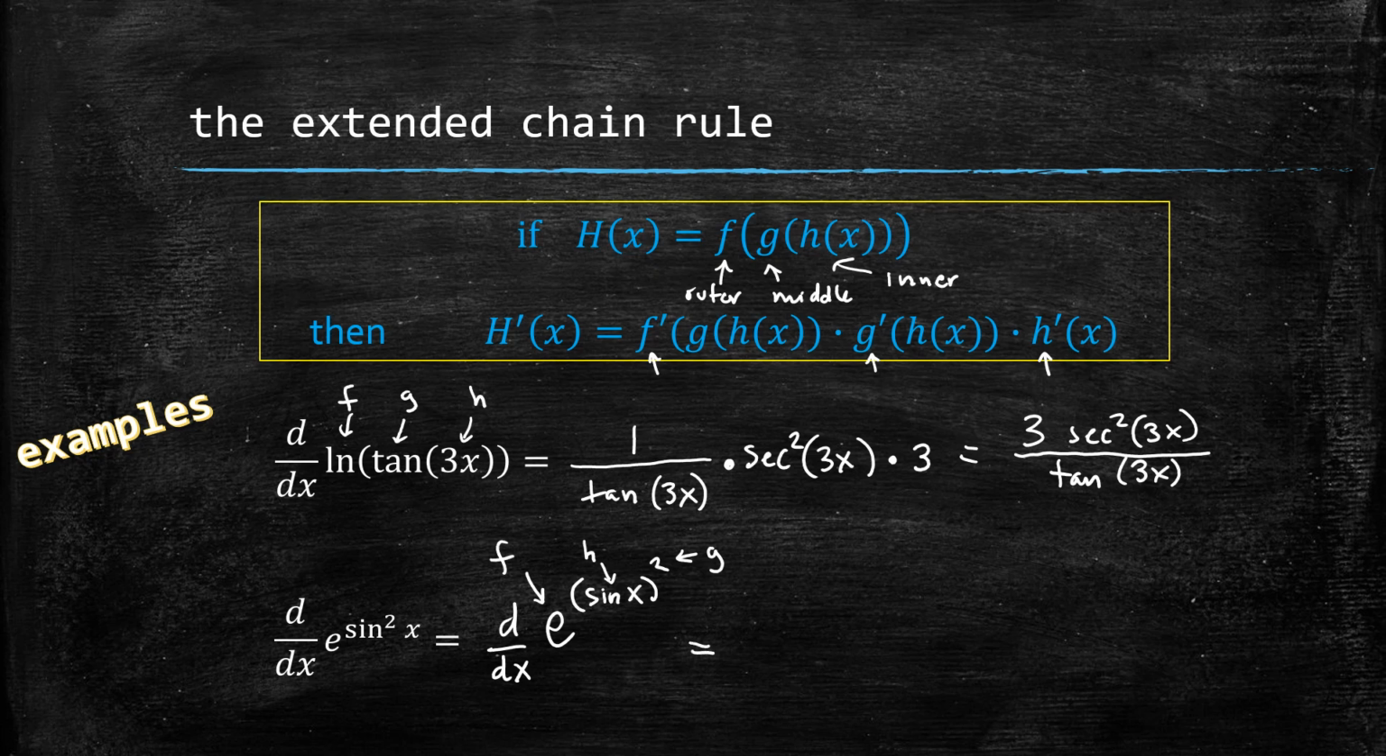So once again, the derivative of the outer function: the derivative of e to anything is e to that thing. So I'm going to put e to the sine squared x back in there, times the derivative of the middle function, which is squaring, so it's going to be 2 sine x to the first, and then the derivative of the inside function, sine x, is going to be cosine x. We can't really simplify that, but you can tidy it up a little bit: 2 sine x cosine x times e to the sine squared x.